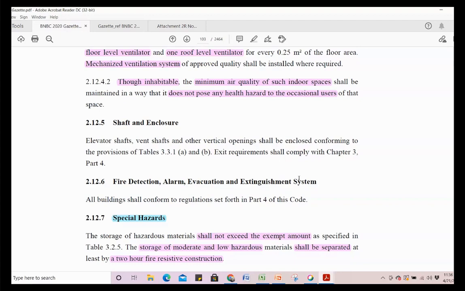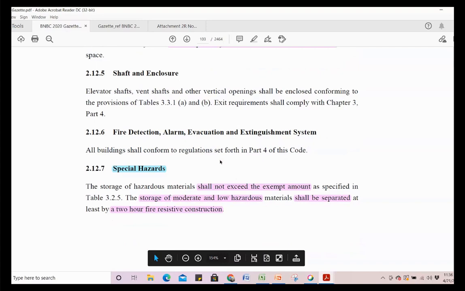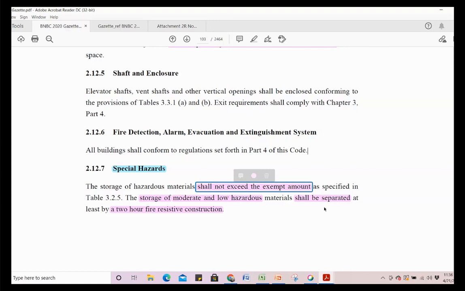Fire detection alarm and extinguishing system, evacuation, again part 4. For special hazards, the storage of hazardous material shall not exceed the exempt amount. So now we can remember at least there was a table for exempt amount.